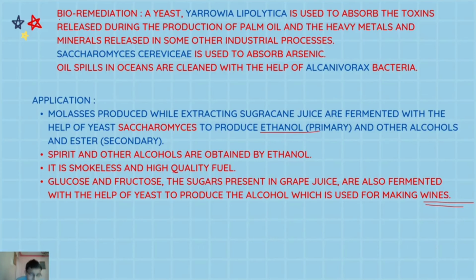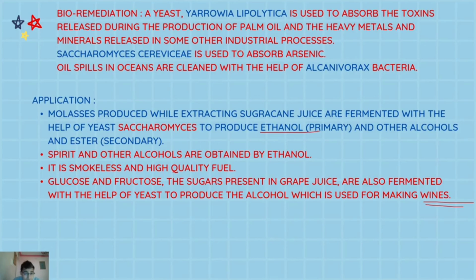So yeast, which is Yarrowia lipolytica, okay, it is used to absorb the toxins released during the production of palm oil and the heavy metals and the minerals released in some other industrial processes. So whatever harmful substances are produced in the production of palm oil and while treating the heavy metals and minerals, all those harmful toxins can be eliminated with the help of this particular yeast, which is called Yarrowia lipolytica. Okay, so this is the first application considering the bioremediation.